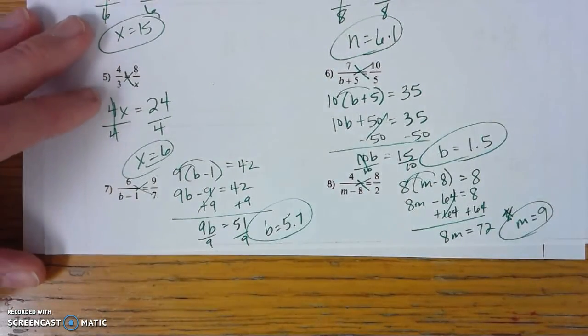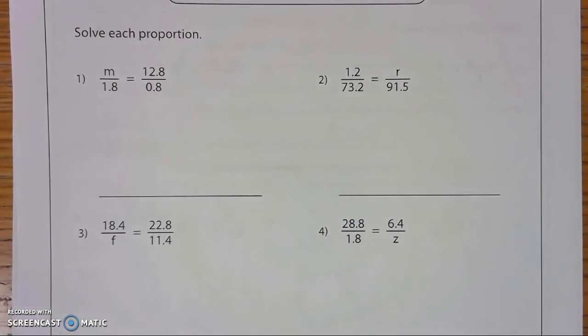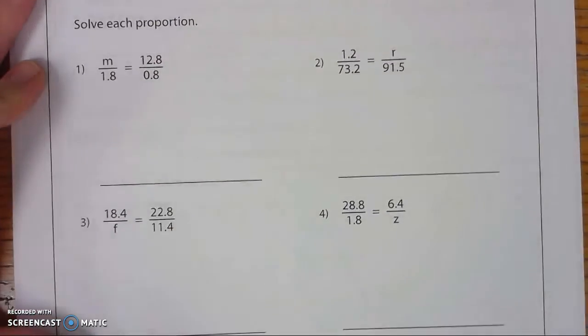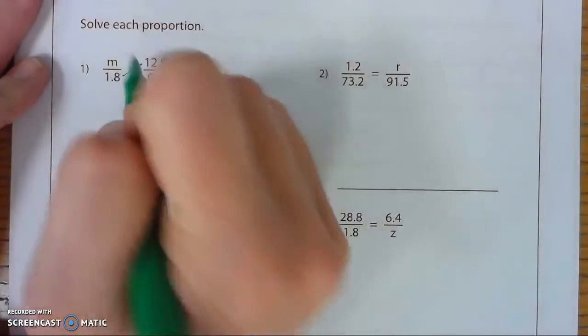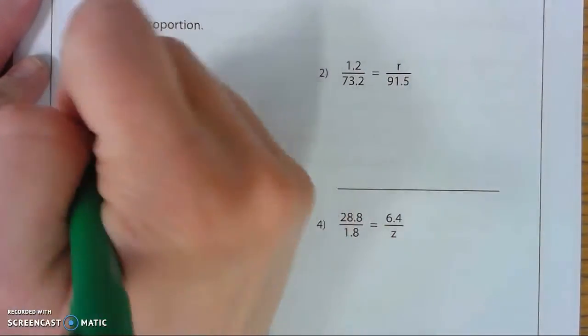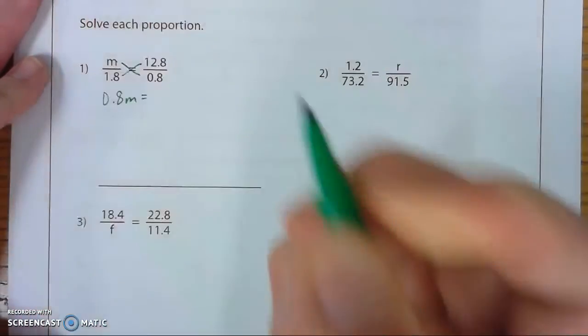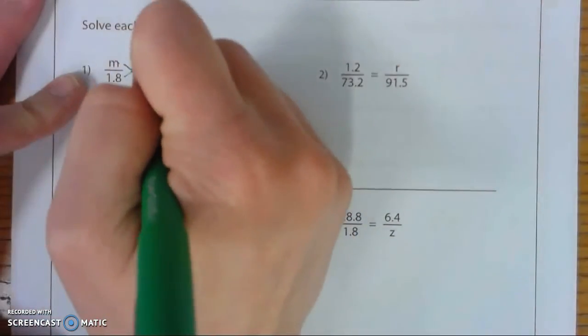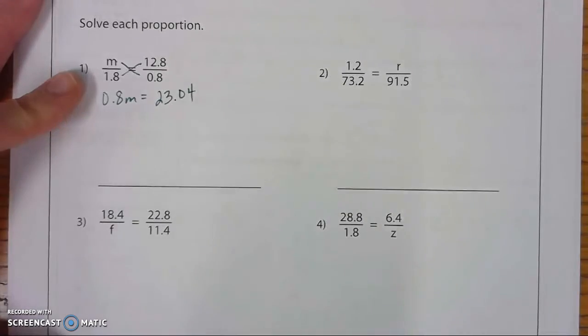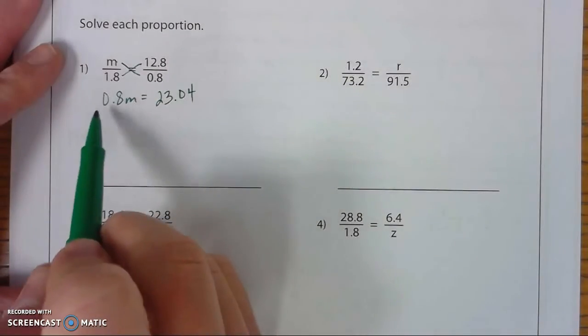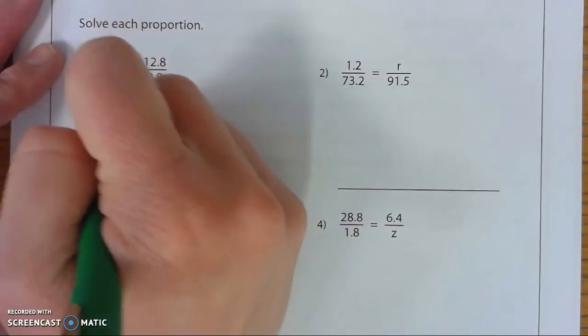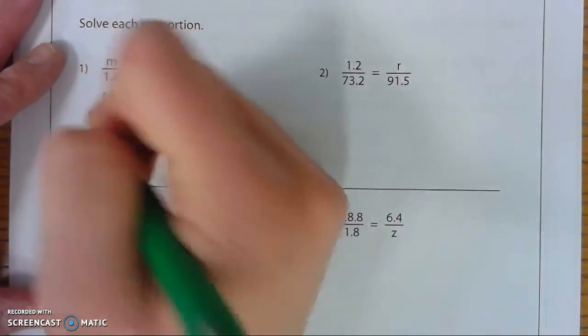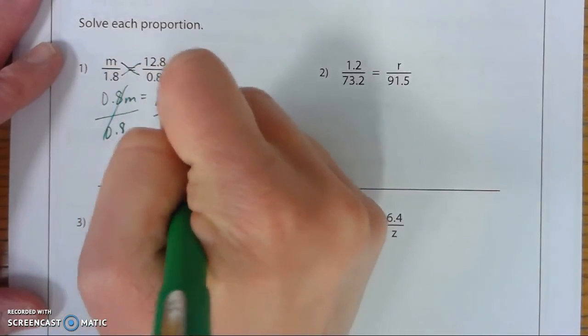I want to look at one more. If you'll turn to the next page that says decimals at the top, I just want to do one of these so you can see the process is exactly the same, even if you don't have whole numbers in your proportions. So I'm going to do my cross product. m times 0.8 is 0.8m, and then 12.8 times 1.8 is 23.04. So I still have an equation, it just has decimals in it. I still see 0.8 times m, so I'm going to divide by 0.8 on both sides, and I get m equals 28.8.